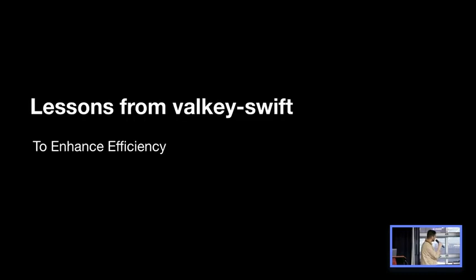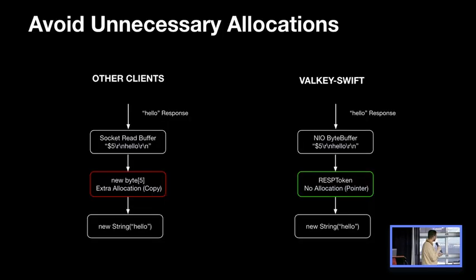And the last series of lessons is to enhance efficiency, because it is crucial for a client to run with a lean resource footprint. So every allocation that we do on the heap doesn't just cost us the bytes that we reserve. It also burns CPU cycles to allocate the memory, to free the memory, and then to move the bytes from one location to another. So we have tried to minimize the allocations that we do in Valkey-Swift.